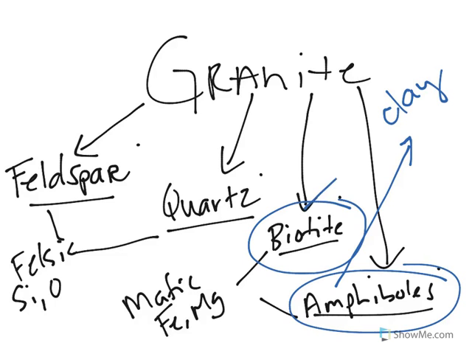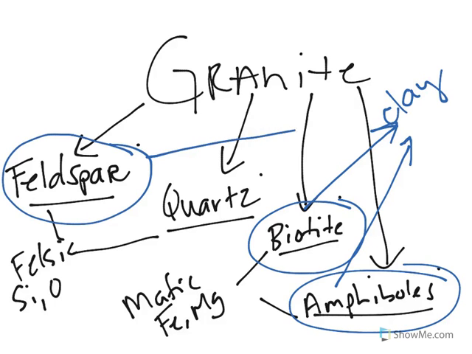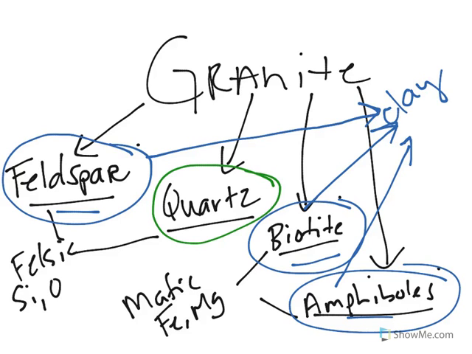Biotite does the same thing. It undergoes hydrolysis, and most everything that's left turns into clay. Interestingly enough, feldspar does also. Feldspar breaks down very easily when it comes into contact with water. So what you should see here is that feldspar, biotite, and amphiboles turn into clay. However, there is one mineral, quartz, that does not undergo hydrolysis. Quartz has a very strong atomic structure, an incredibly strong atomic structure.